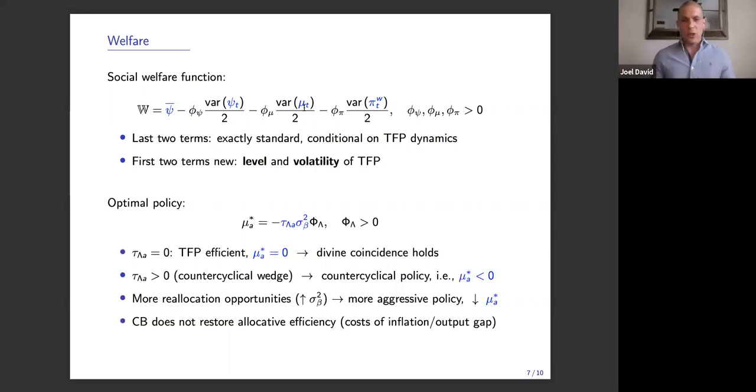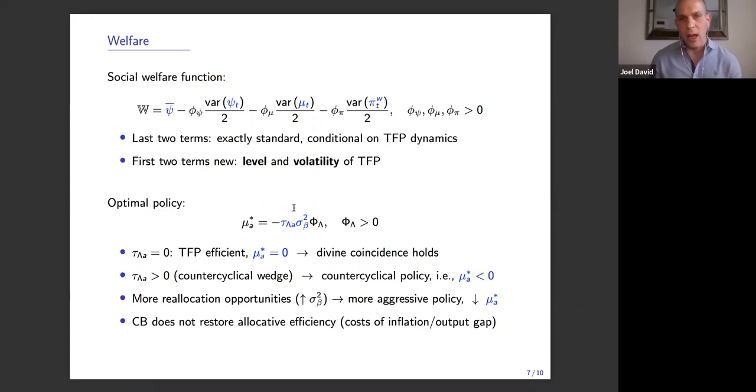Okay, so from there, we can actually derive a sharp representation of the optimal policy. This is the optimal cyclicality of the output gap. It's a negative function of the distortion and the discount factor tau lambda, and depends on the amount of heterogeneity in the economy, sigma squared beta. Just to go through some special cases, we can clearly see when there's no distortion, when tau lambda A is zero, you want to set the cyclicality of the output gap to zero. In other words, when there's no distortion, the laissez-faire flexible price allocation of capital is efficient.